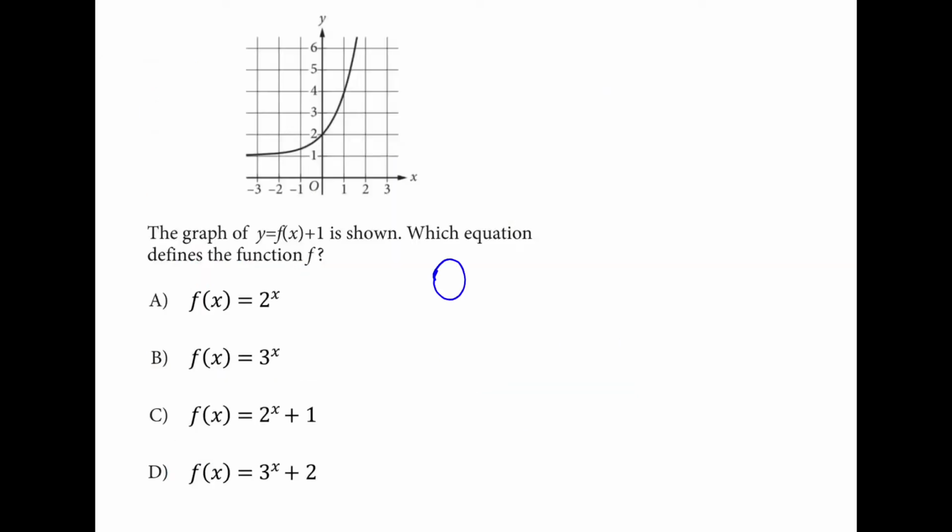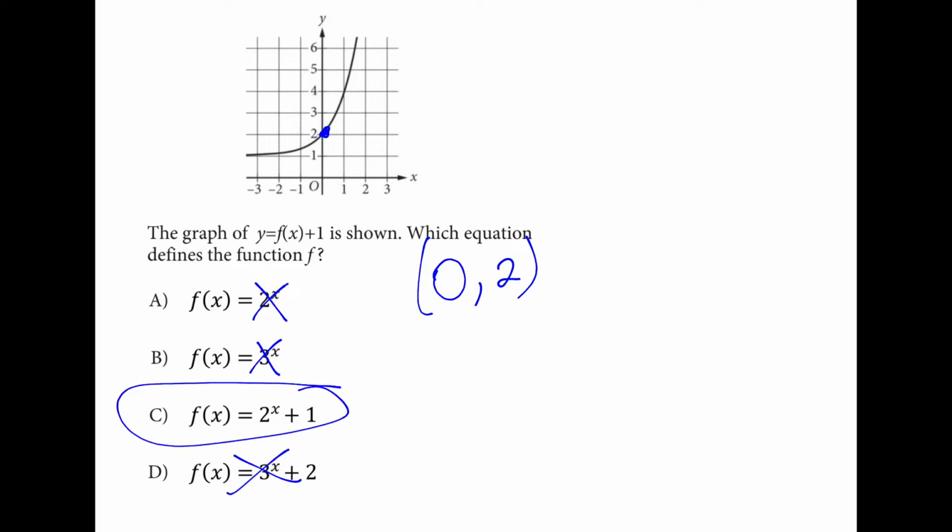If we put in a 0, we will get a 2 based on the intercept. So that is not the case for either of those. That is not the case for D. Just by using the intercept, we can find C is the correct equation.